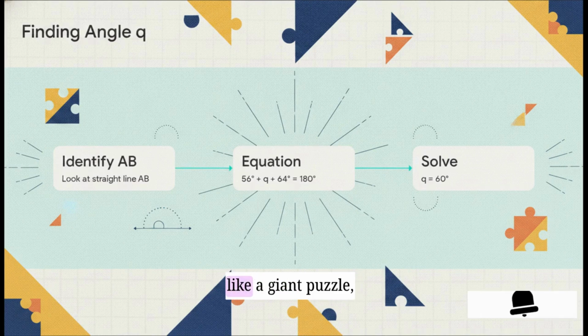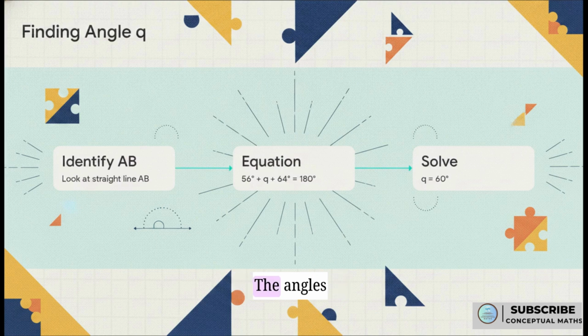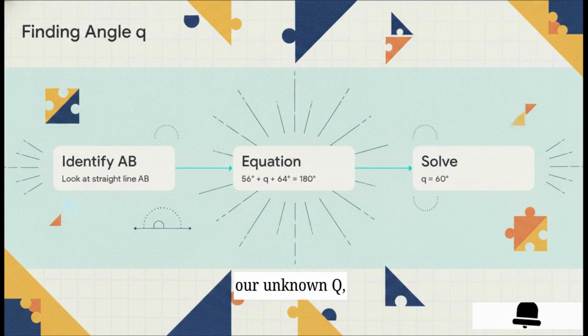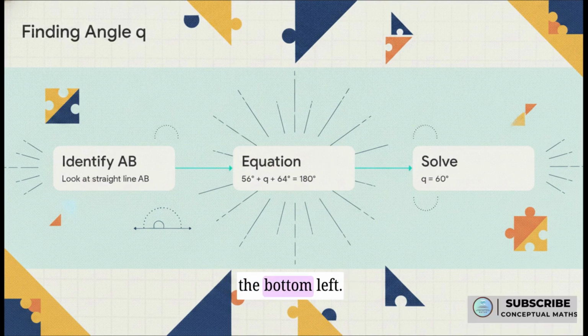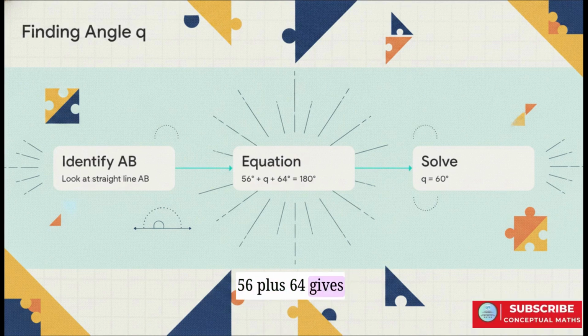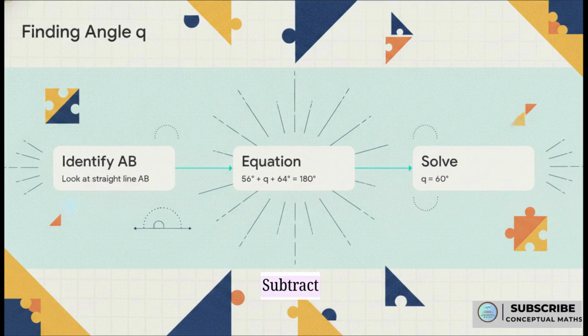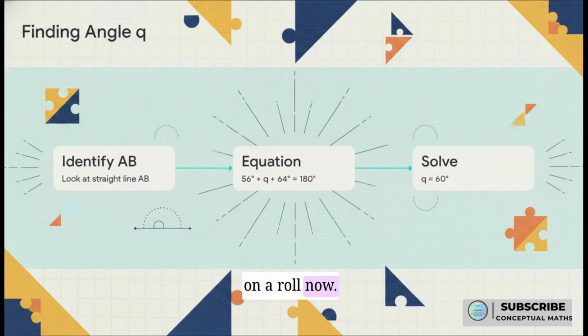Moving right along, let's shift our gaze to the straight line AB. We're going to treat this just like a giant puzzle, smoothly slotting in the pieces we already have. The angles resting on line AB are the 56 degrees at the top, our unknown Q, and the 64 degrees we were given at the bottom left. Together, they have to equal 180 degrees. So 56 plus 64 gives us a clean 120. Subtract that 120 from 180, and we find that our unknown Q is exactly 60 degrees. We are really on a roll now.